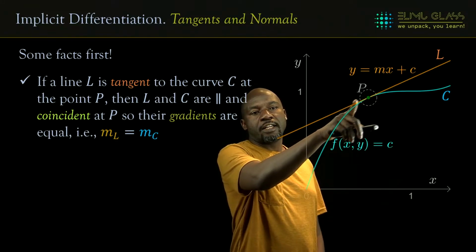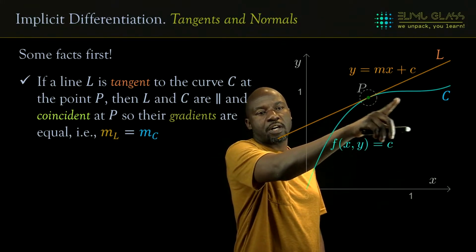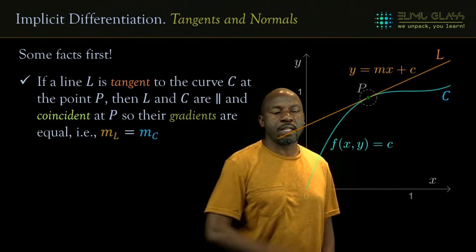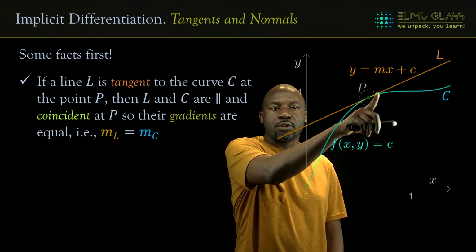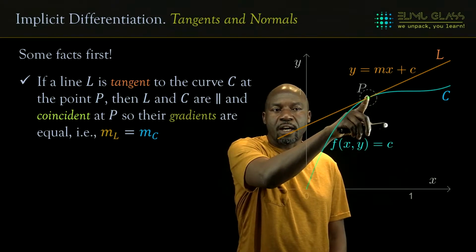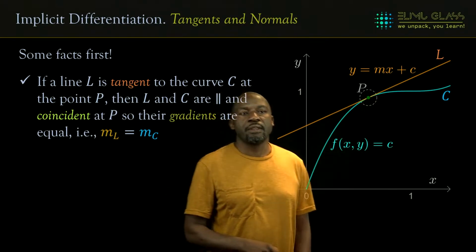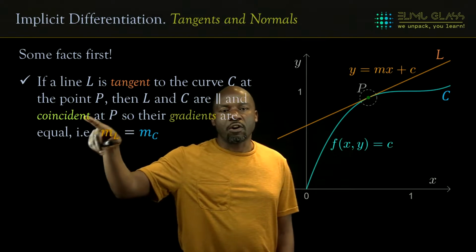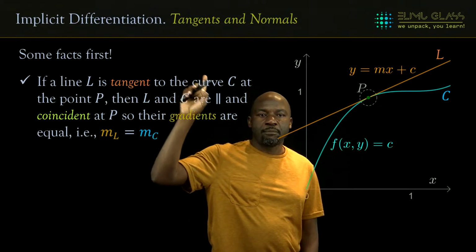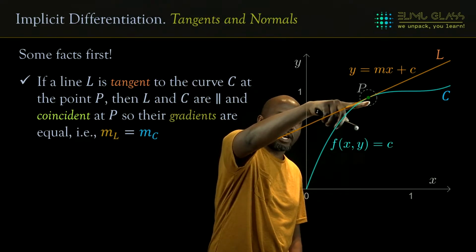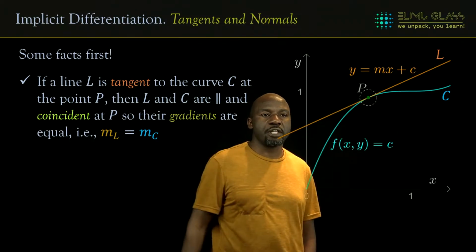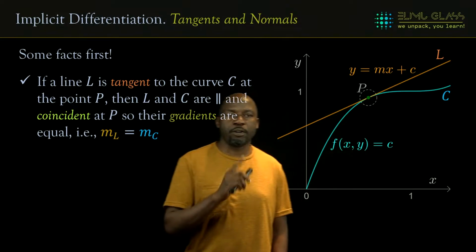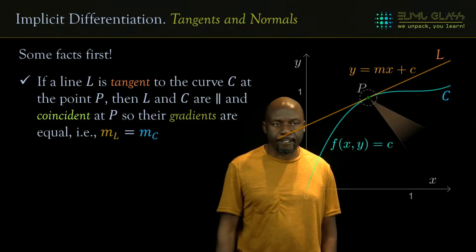So if L is tangent to curve C, the blue one, then at the point where the two lines touch, if we zoom in close there, the two lines will be both coincident and parallel. So the two lines are going to be parallel at that point P. They will be parallel and coincident. Coincident means that they occupy the same spot at the same time, like that.